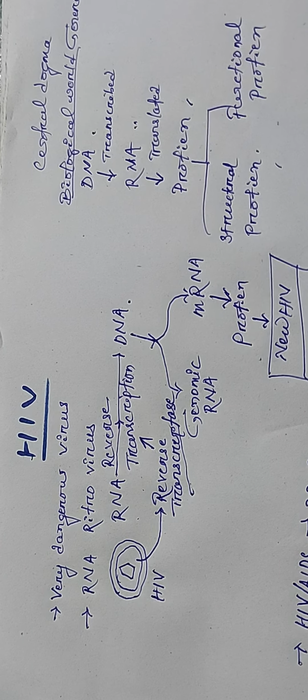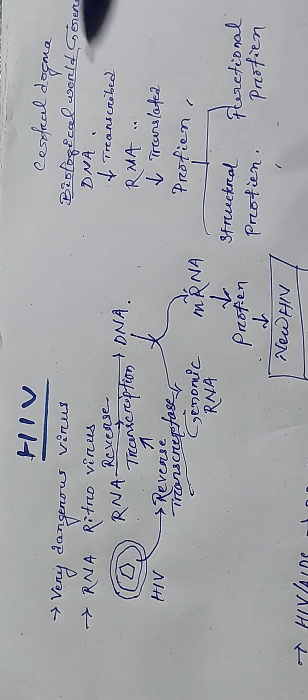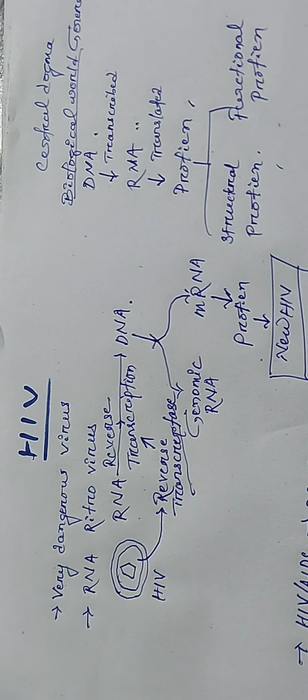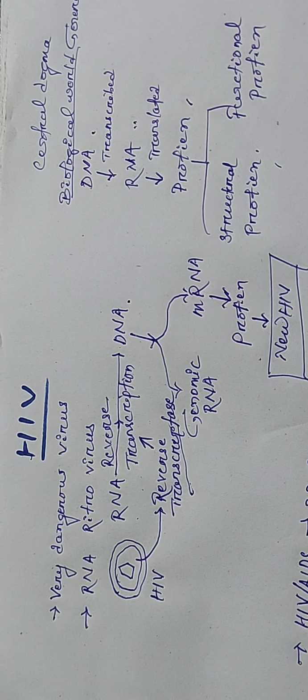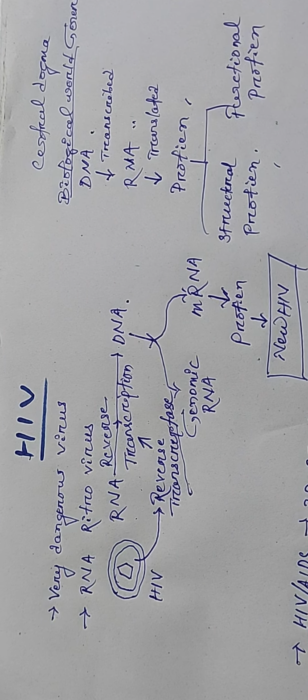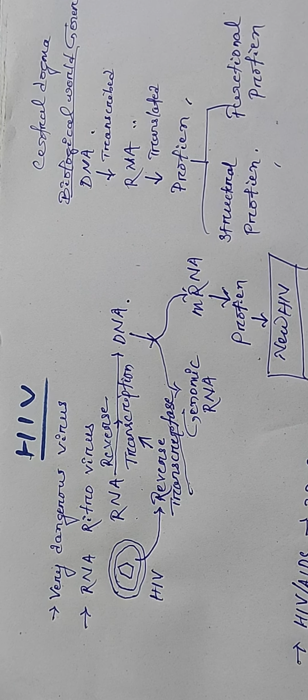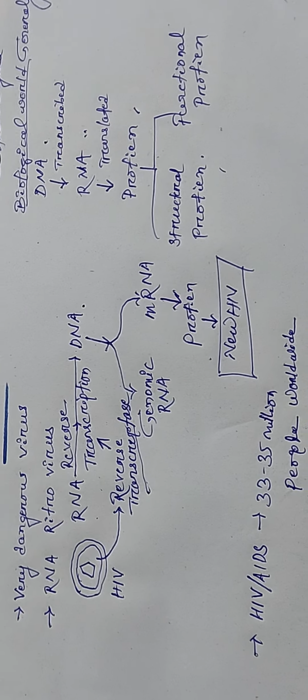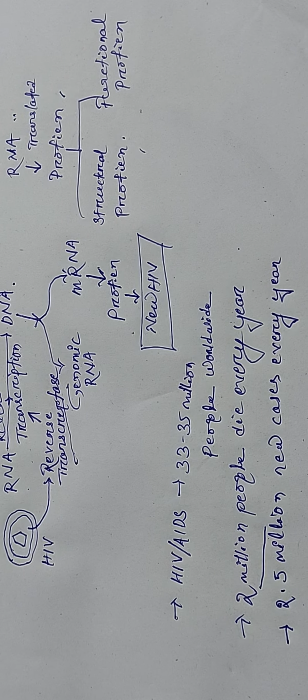Now, in the world, the number of HIV or AIDS patients is 33 to 35 million, and every year 2 million people die, and every year 2.5 million new cases are seen.